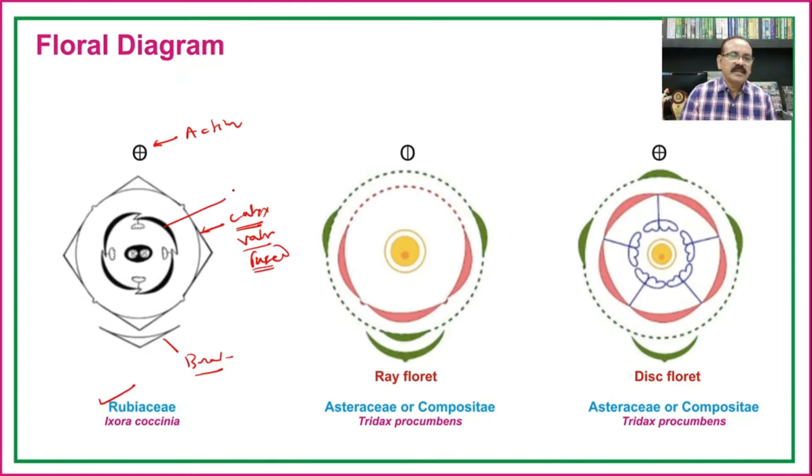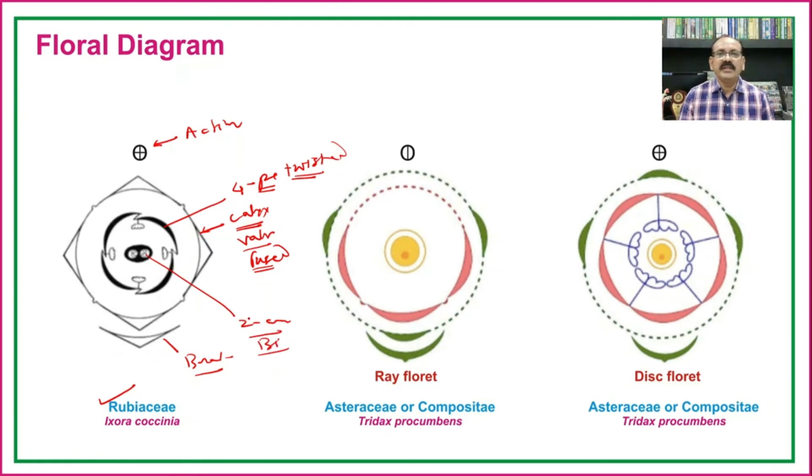Then there are 4 petals, that is the corolla, and the type of arrangement is twisted, they are fused, that is gamopetalous, and the presence of 2 carpels, and hence the ovary is bicarpellary with 2 locules, 1 ovule in each locule with axile placentation.